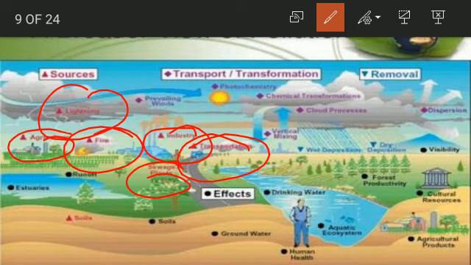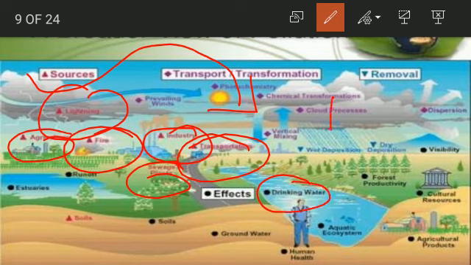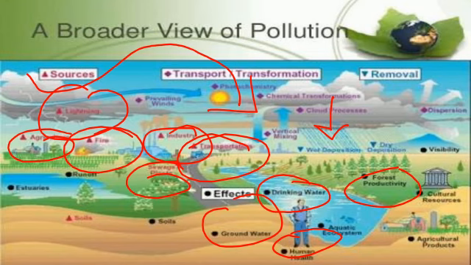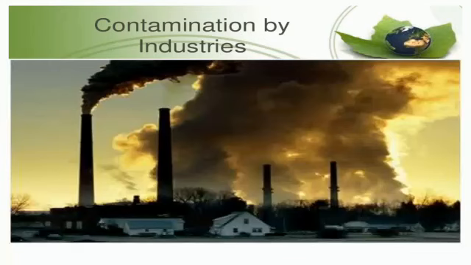Then they are carried by prevailing wind and brought down to land, which then affects us through drinking water as a result of rain, forest productivity, human health. All these are the effects of pollution. These are the contamination by industries, you know it very well.